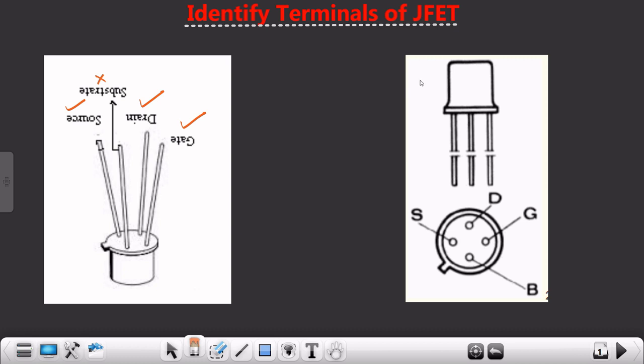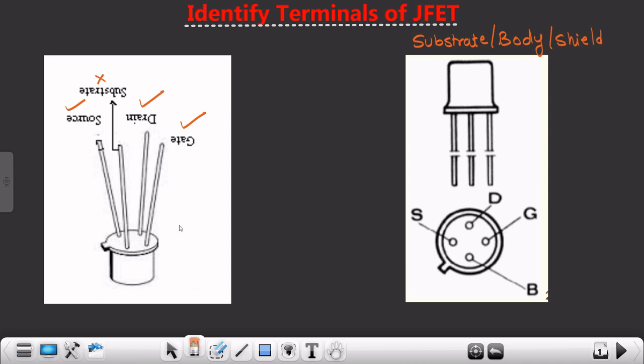Okay, so substrate, it is also known as body, and at some times it is also known as shield, SHIELD. Okay, so a single terminal has 3 names, that is substrate, body or shield. Okay, it's one and the same basically. Now we will see how to identify this particular terminal.